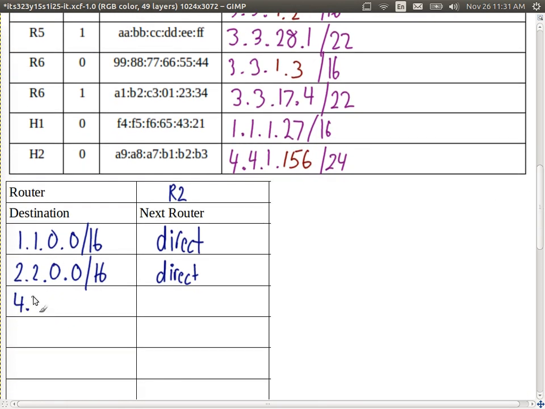To reach anyone on subnet 4.4.1.0/24, send to router 2.2.1.2. Any problems so far with our routing table? Questions?